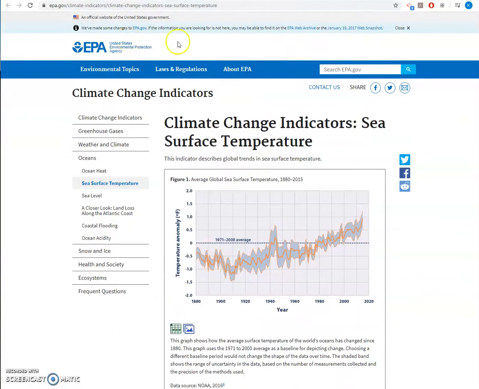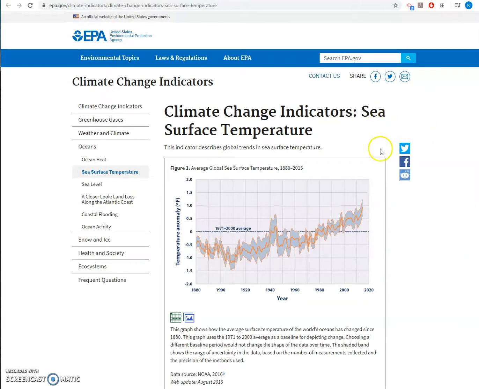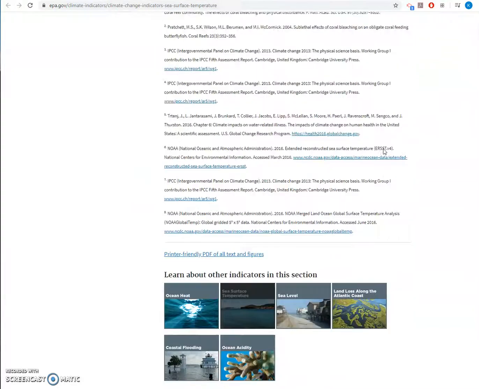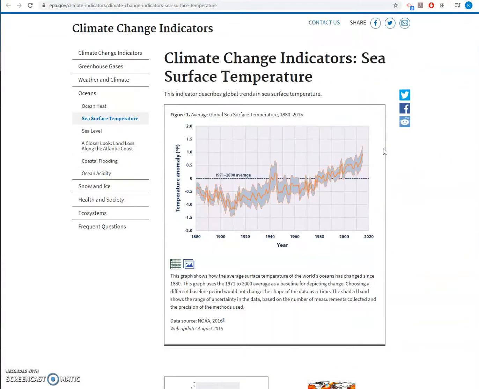Last thing, the EPA has been drastically changed. Hopefully some of this stuff is in the archive, but I don't know. Hopefully this is still accurate information. When we first started doing this project, it was, but the EPA has been ordered to essentially delete a bunch of things. Okay, so here we go. This is still looking good, though.